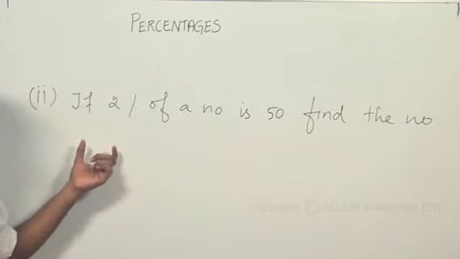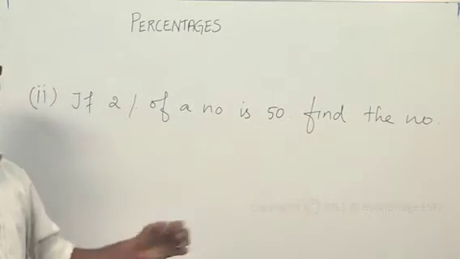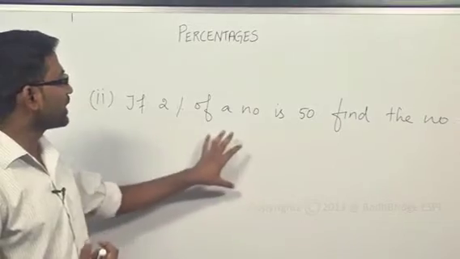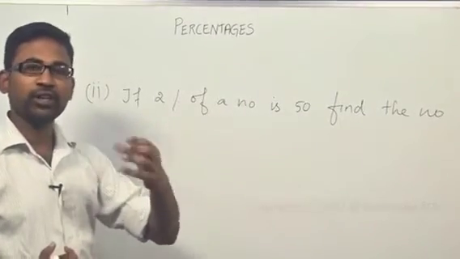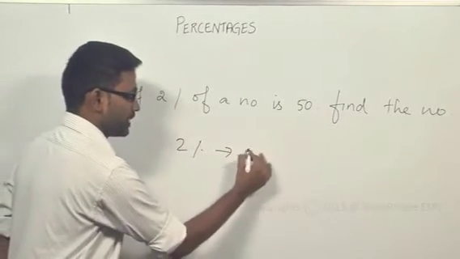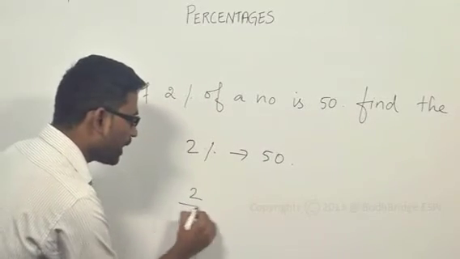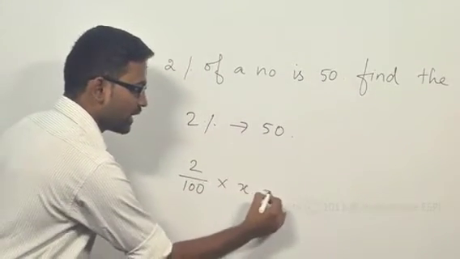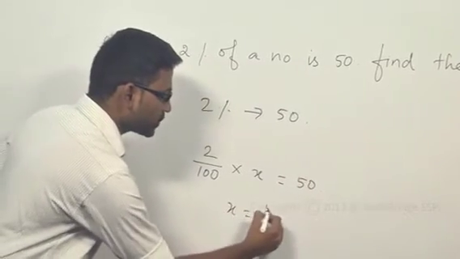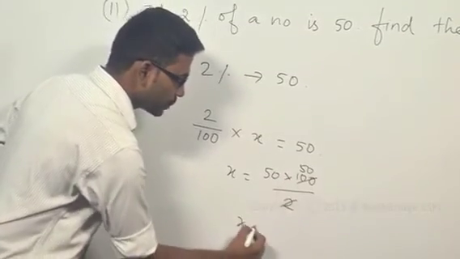Let us get into the second example. If 2% of a number is 50, find the number. In the previous example, a number is given and we take some percentage from it. In this case, the number itself is missing, but 2% of the number is 50. With reference to the previous example, 2 by 100 of the missing number x is 50. By solving this, x is equal to 50 into 100 by 2, that is 2500.